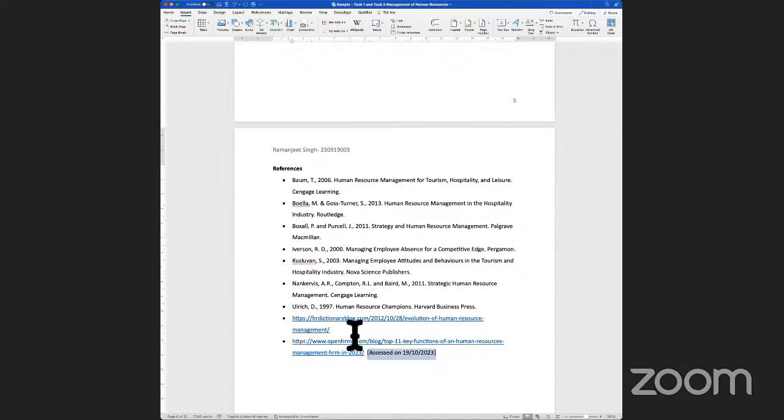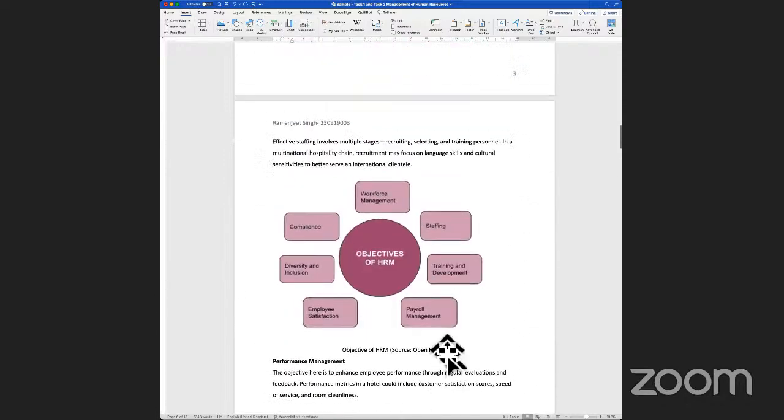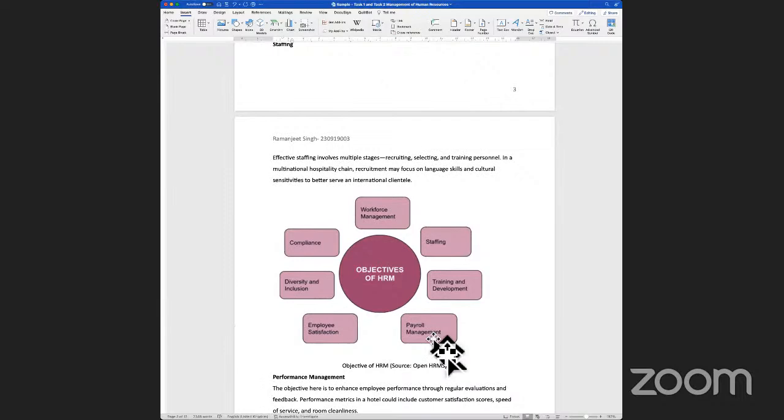So this actually shows that you're also researching, you're also mixing the referencing in terms of using books, articles, journals, and websites, and that shows the amount of research that you're doing when writing the assignment.